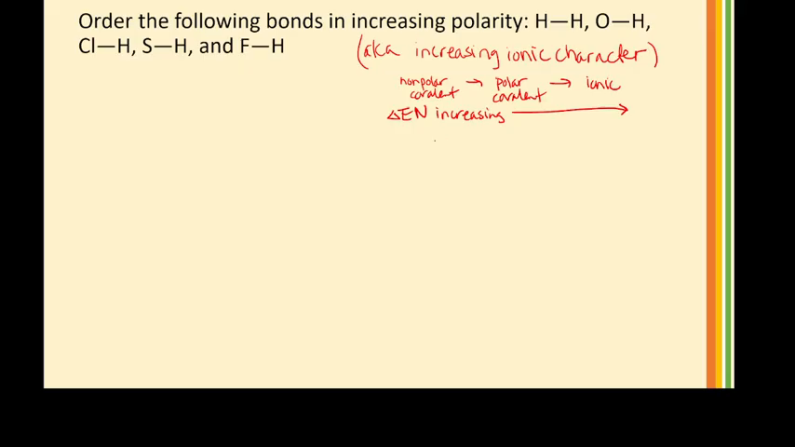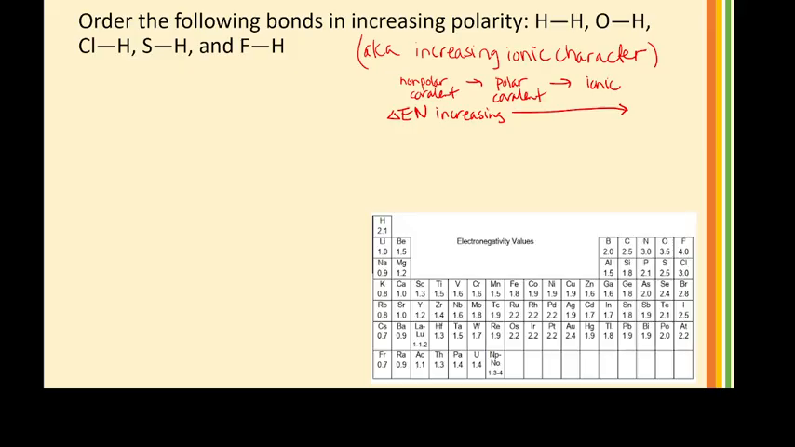Okay, so the first thing that we will need is the electronegativity values. This is the set of values that I provide you for tests that we will use in this class. And now we'll just look them up. Note that all of these seem to contain H. I'm just going to highlight them. And then we have O, Cl, S, and F. F is here, S is here.